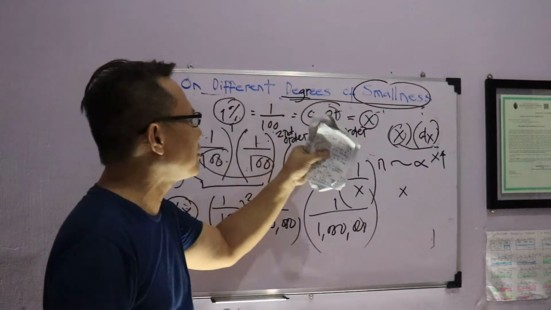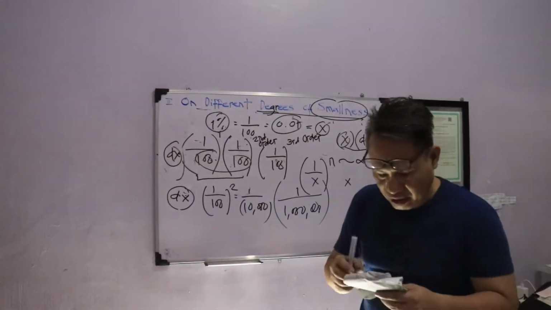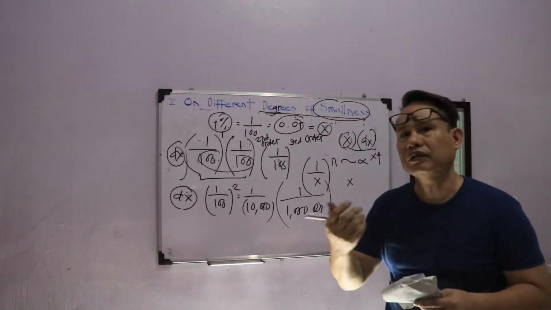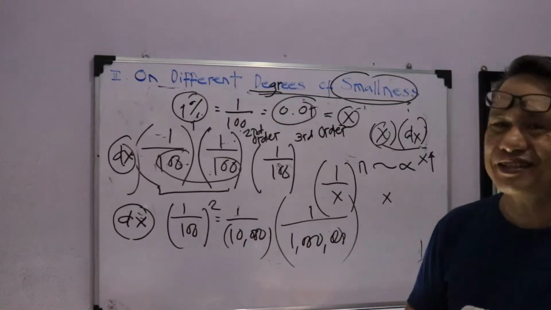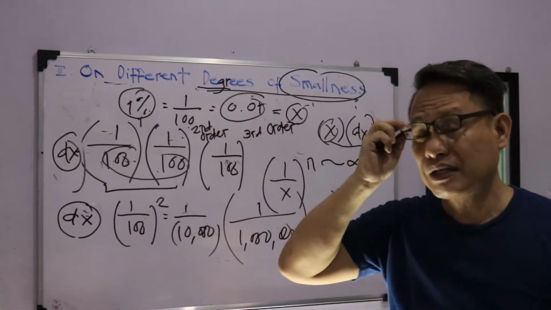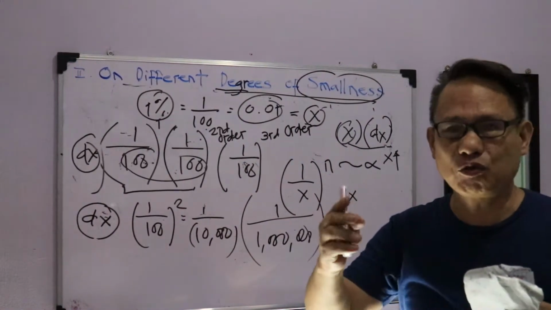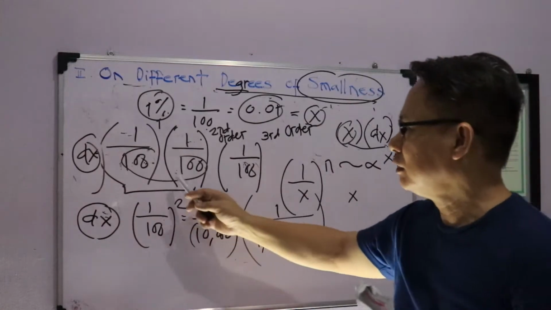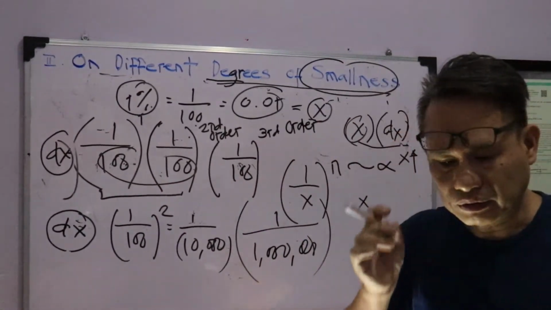So this is the degrees of smallness, as the authors put it. Even if it doesn't say how many degrees, as long as it is in order: 1 over 10 up to the 3rd, up to the 4th.